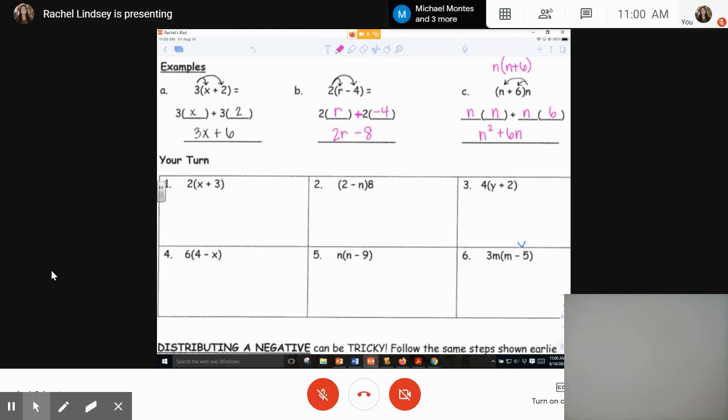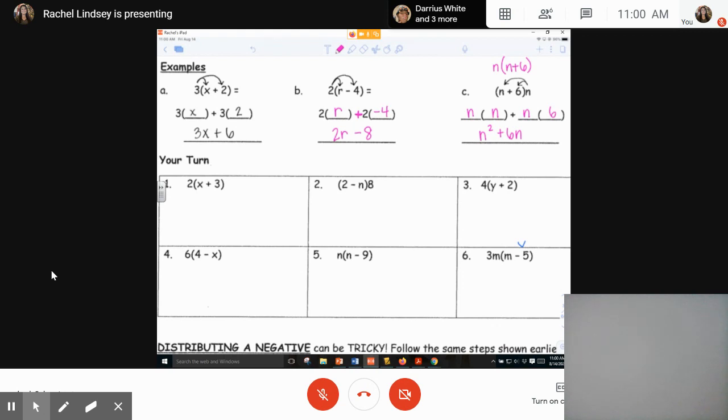Okay, before I go to example 1, when you're writing your answers like this, I want them to be in standard form, which means it goes from highest exponent to lowest, and then your constant number. So highest exponent, next lowest, then constant. Make sure it's in standard form, highest to lowest exponents.